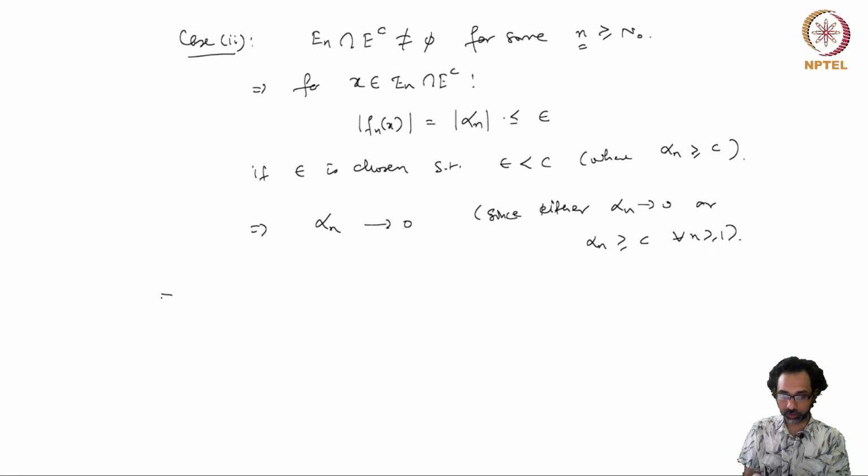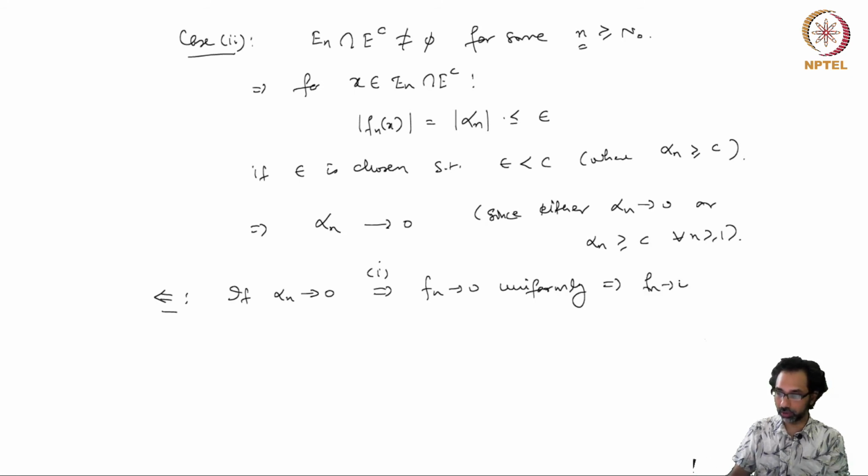Now for the reverse implication, if alpha n goes to 0, this implies by the first part of our lemma that Fn converges to 0 uniformly, and this implies that Fn converges to 0 almost uniformly.